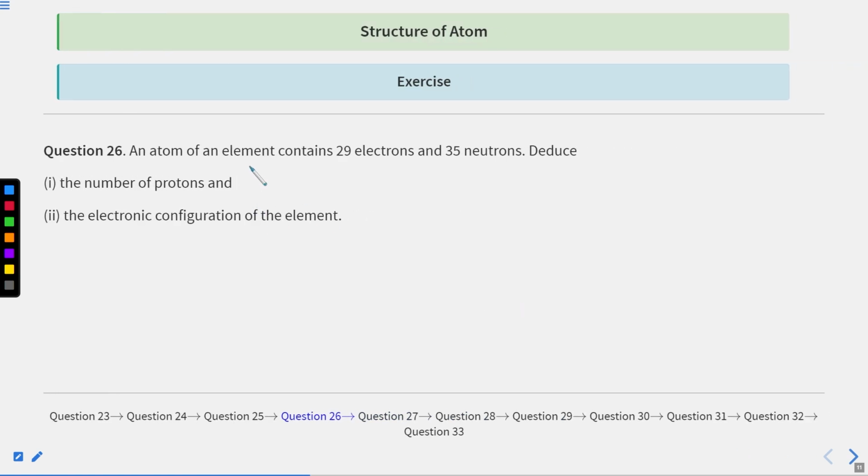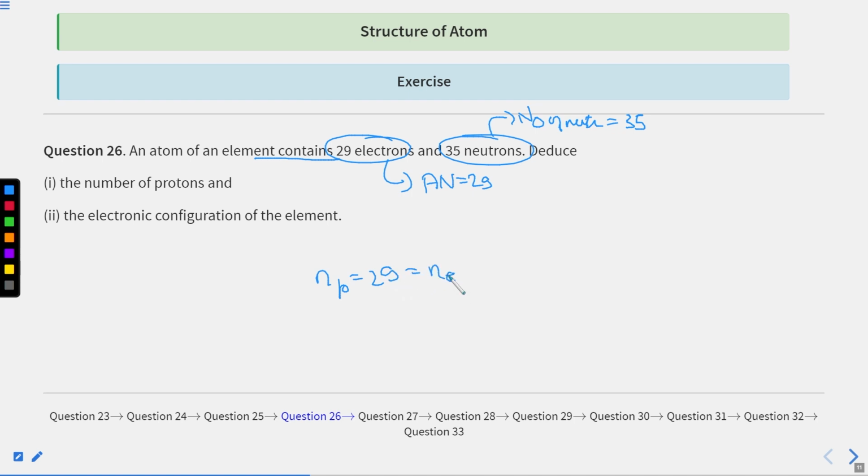An atom of an element contains 29 electrons and 35 neutrons. So what does it mean? It means that the atomic number is 29 and the number of neutrons is 35. What is the number of protons then? Since the number of electrons and protons should be equal for a neutral atom, the number of protons will be 29, equal to the number of electrons.